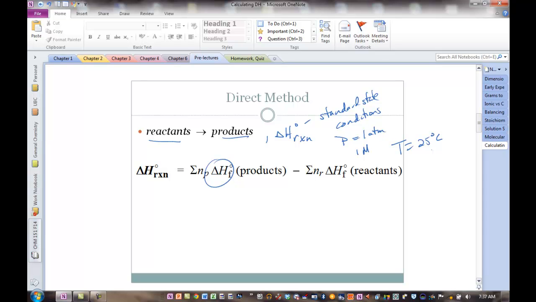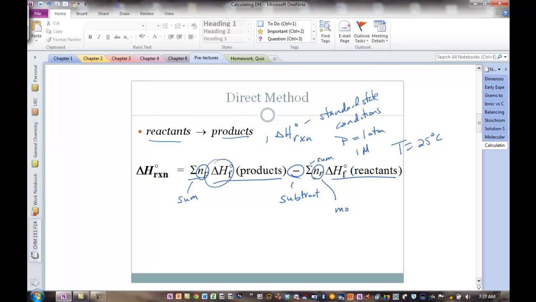All right, so all we're going to do in this calculation is sum, that Greek letter sigma means take the sum, of the delta H formation values of the products, and we are going to subtract off, so make sure you notice, the sum of the delta H formation values of the reactants. Just to reiterate, sum together the delta H formations of the products, subtract off the delta H formation values of the reactants. We sum the reactants together, sum the products together, subtract the two. Now, what about these N's? What do you think those mean?